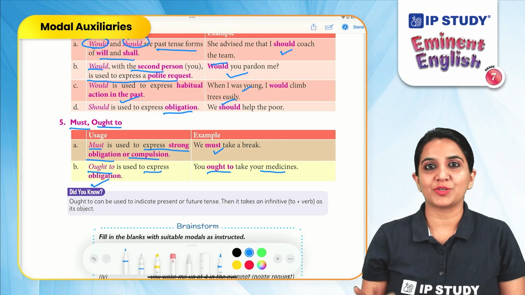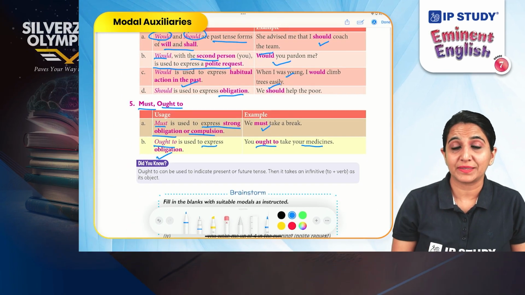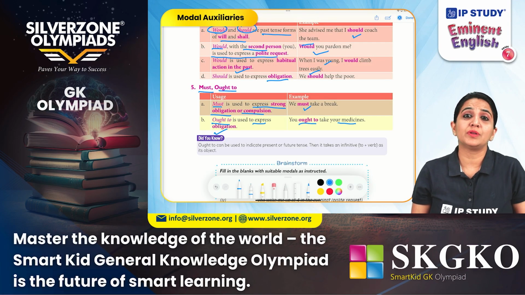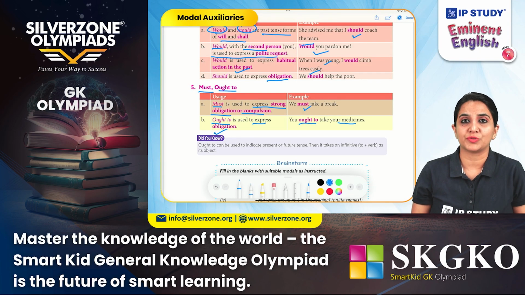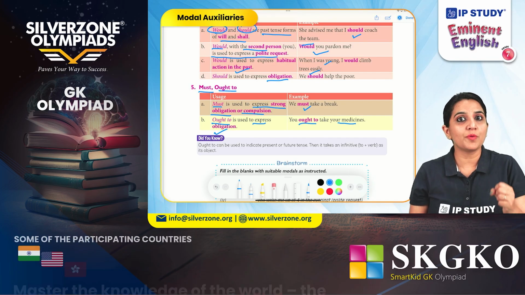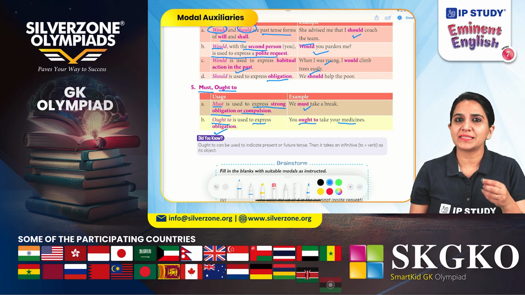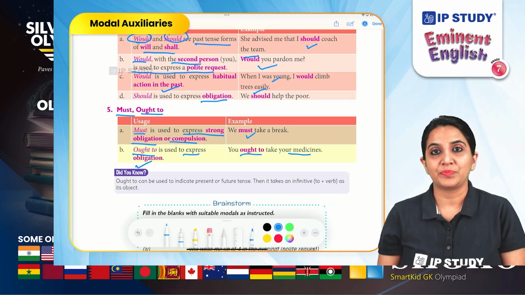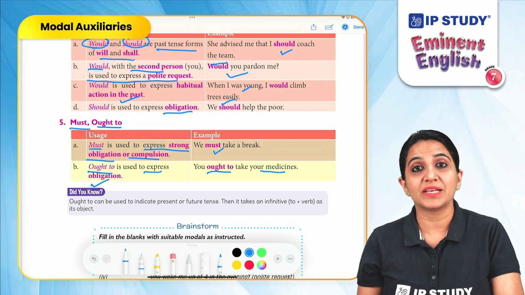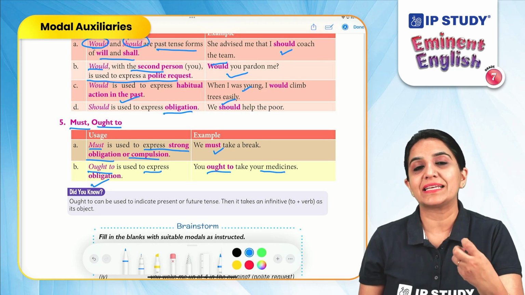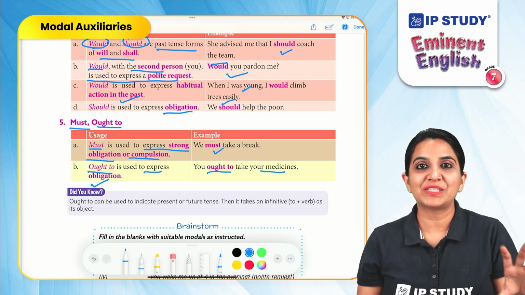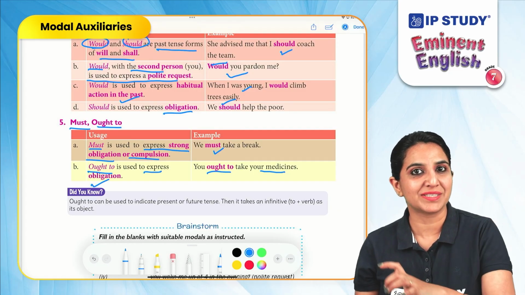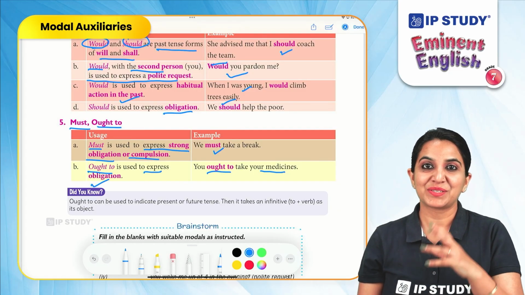All of these modal auxiliaries determine or express different moods. For example, some express stronger compulsion, some express strong possibility, some of them express slighter possibilities, some of them express stronger ability, some of them express determination or willingness to do something. And all of these words help the main verbs to express the moods in the sentences. So this was all about modal auxiliaries.